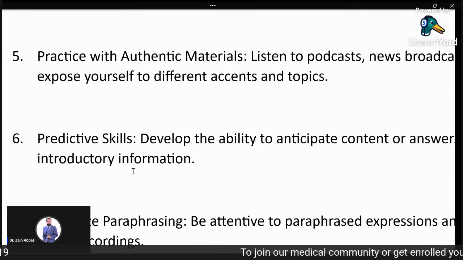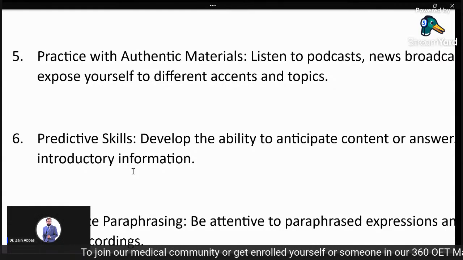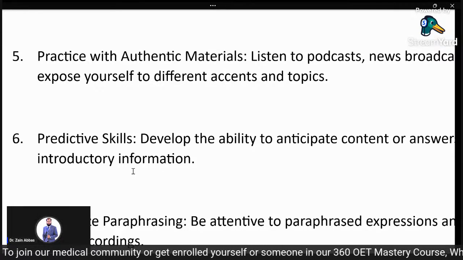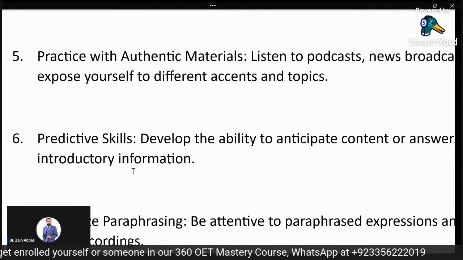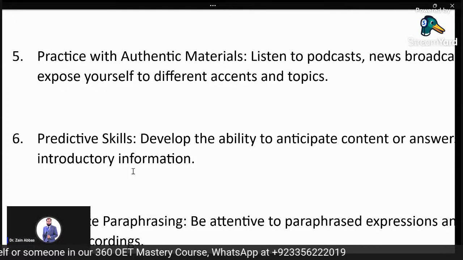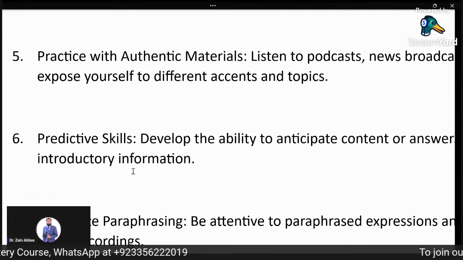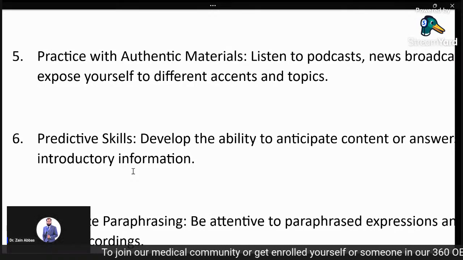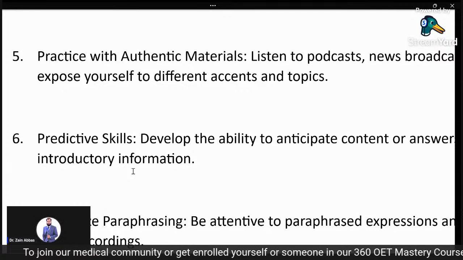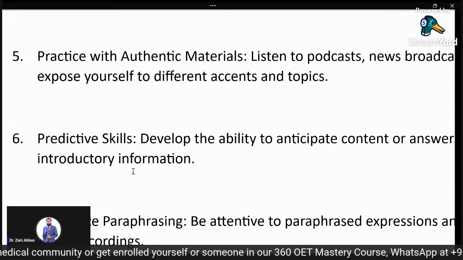It is like anticipating the content and answering, keeping the important information in your mind, and you can gather and collect the thoughts in your mind during your reading time while using that time efficiently. These predictive skills come with your practice, and you need to work on them while you are practicing your listening part.